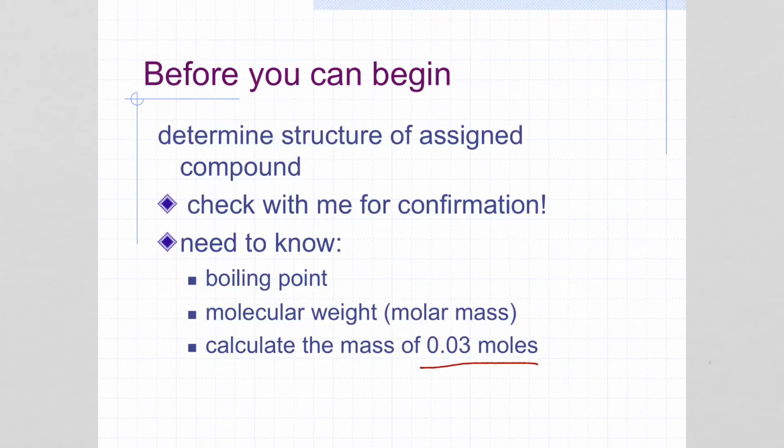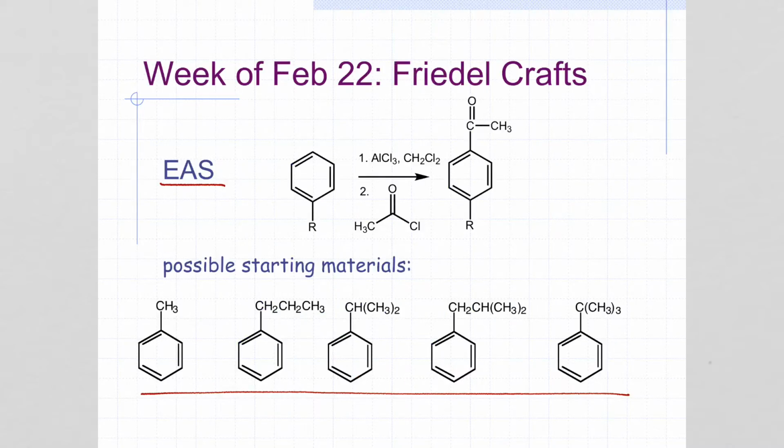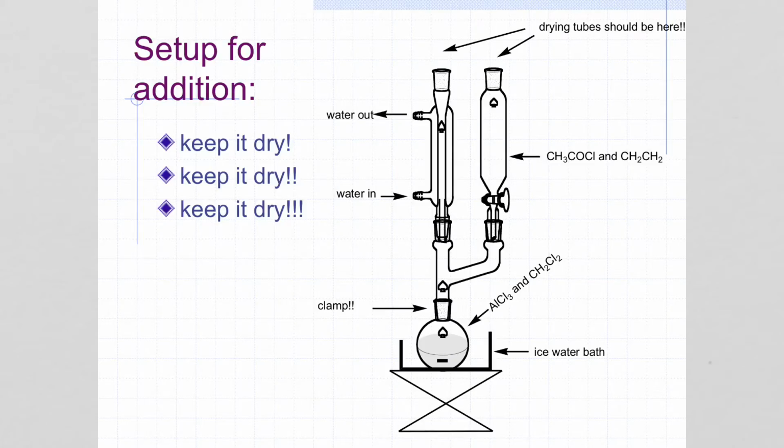You should also calculate other things like theoretical yield, and this is a 1-to-1. For every 1 mole of starting material, you get 1 mole of product, and this alkyl benzene is your limiting reagent. All the other reagents are present in excess. So here's your setup for the reaction mixture.